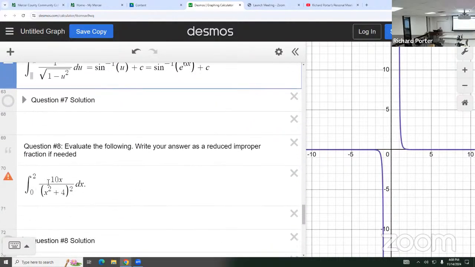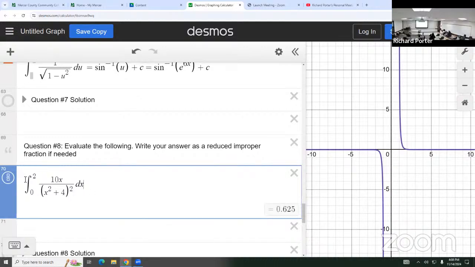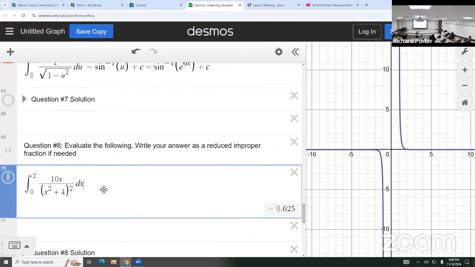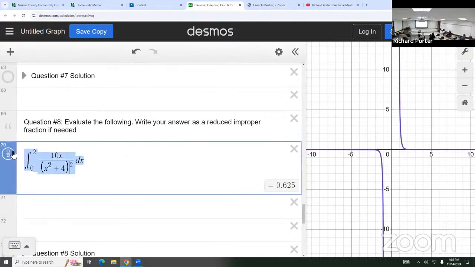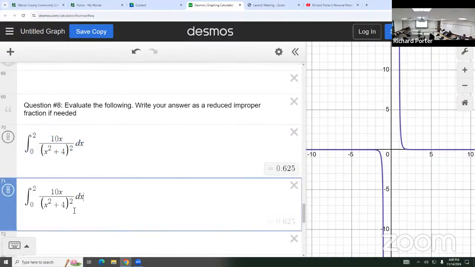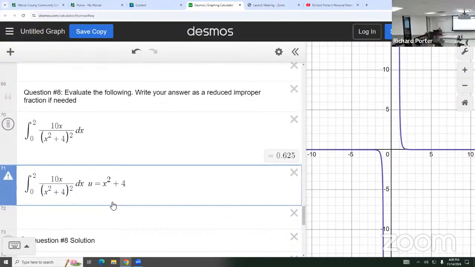All right, back to definite integrals. This one, I could do a substitution. First of all, if I just take the integral directly, I'll get the answer. It's 6.25. Okay, fine. It's 5/8. Now let's do it using substitution. I'm going to let that part right there be u. So u equals this. What's du equal to? 2x dx.